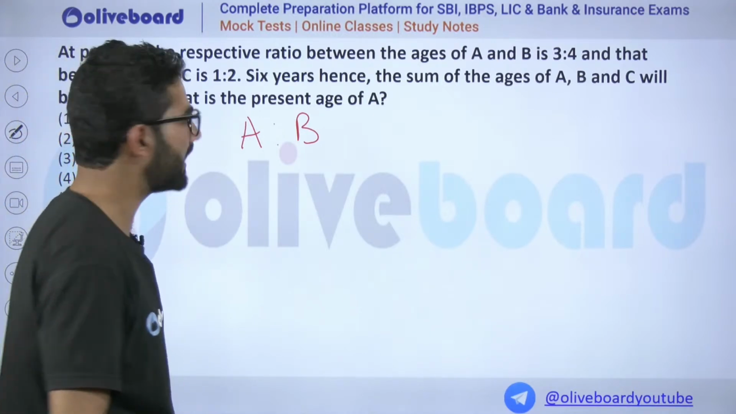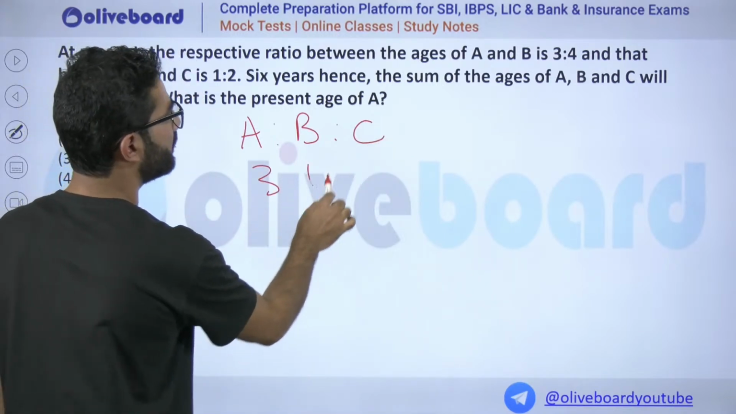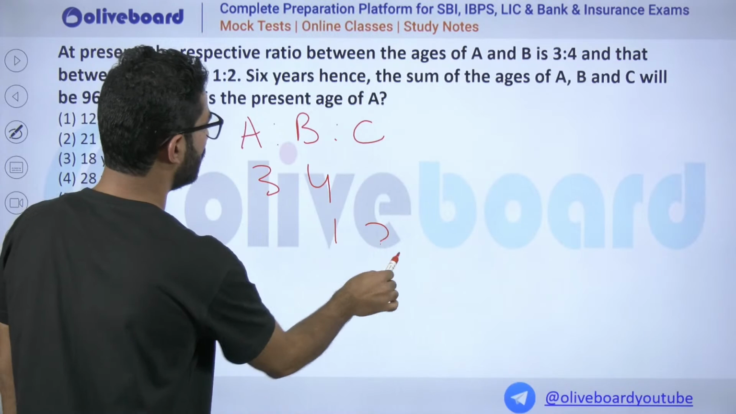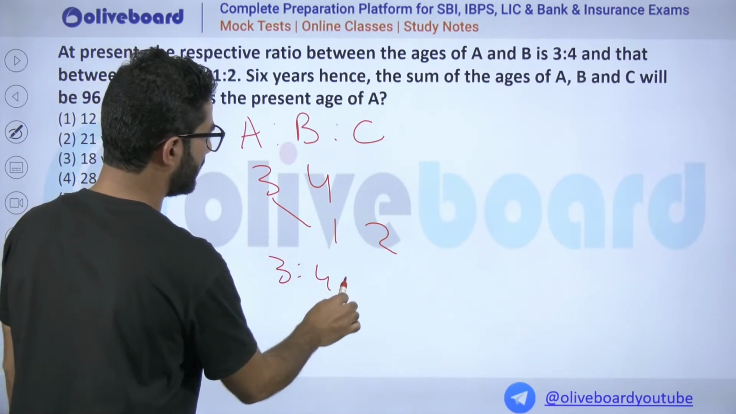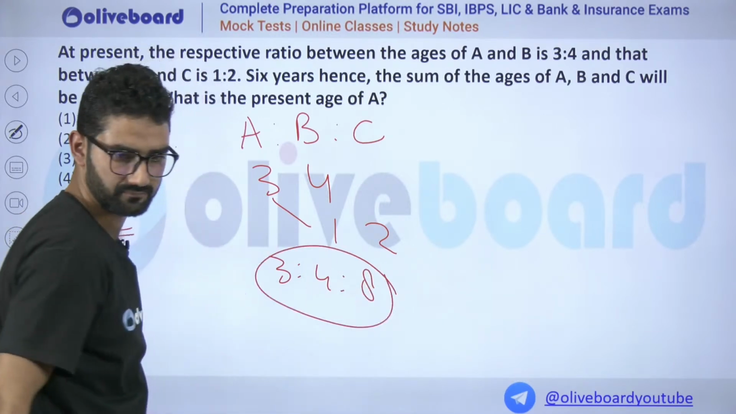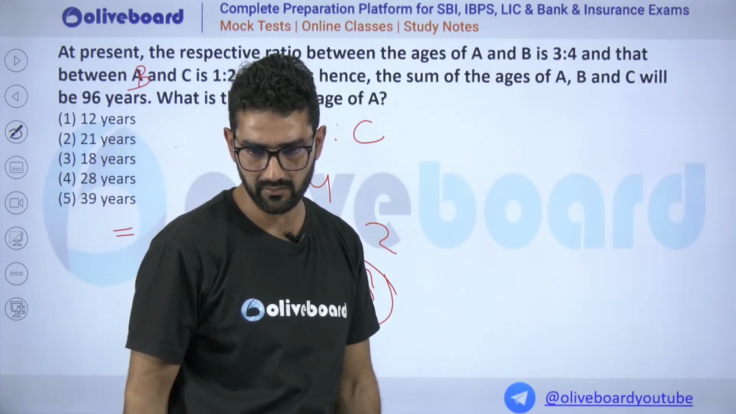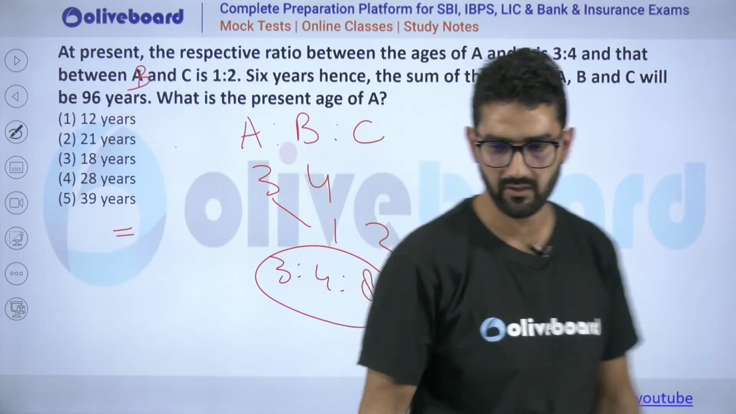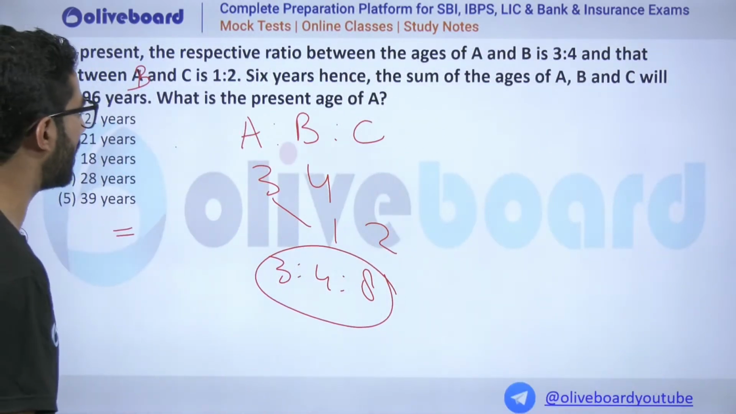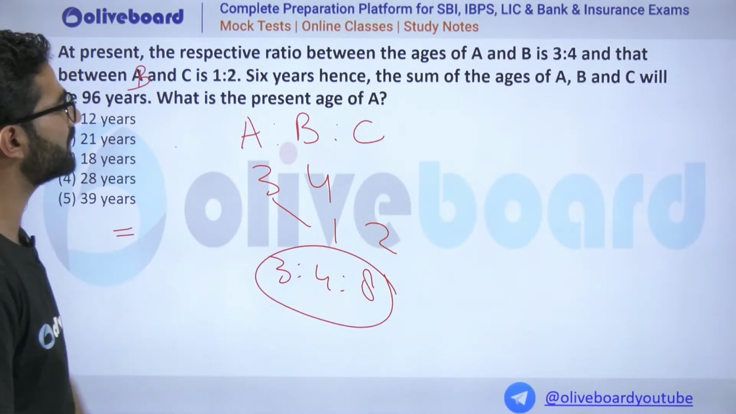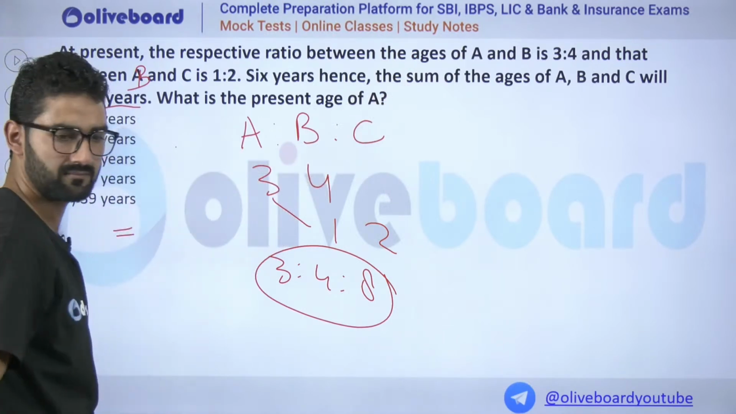Clear? Okay, my dear. So what will be the ratio of A is to B is to C? That is 3, 4, 1, 2. So now it will be 3:4:8. Sir, it's 18, I am a little confused. It should be like A and C or B and C. Now, so we got the value. The sum is also given now, 96.